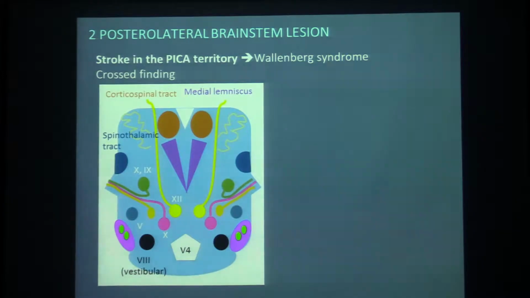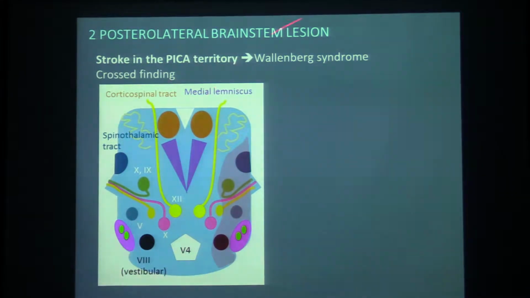And it can also be in the spinal cord. Look at this very well, because there will be a question at the end of my talk about the thing that you can see on this spinal cord anatomy. And in the brainstem anatomy, one of the other strokes that can provoke Horner syndrome is the lesion of this part, which is the stroke in the PICA territory, which gives the Wallenberg syndrome.